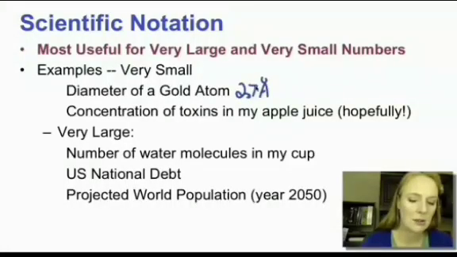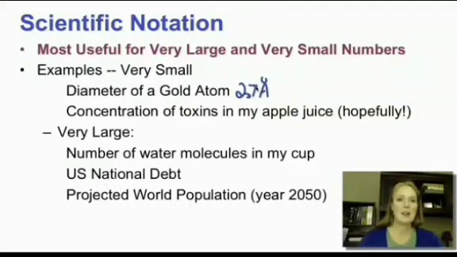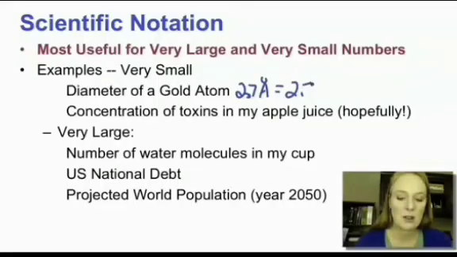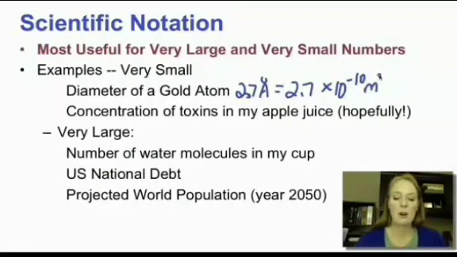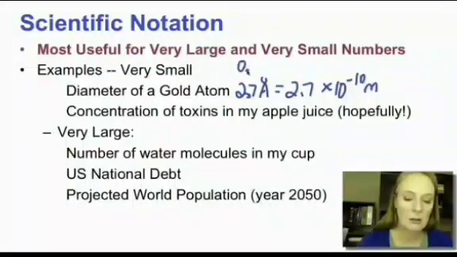2.7 angstroms. And an angstrom is 10 to the minus 10 meters. So if I wanted to write the diameter of a gold atom in meters, I would write 2.7 times 10 to the minus 10 meters. I wouldn't want to write all those zeros down. I guess I could. Let's do that. How many zeros would I have to write after the decimal point? I'd have to write 9.